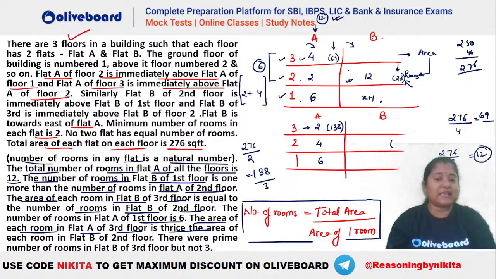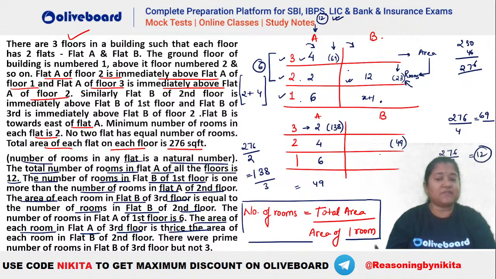138 by 3. That is equal to 3 fours are 12 and 1 eight, that is 49, isn't it? So area is 49 in here. So area here will be 49. Now let's say if we have 49 as an area, can we have 276 by 49?